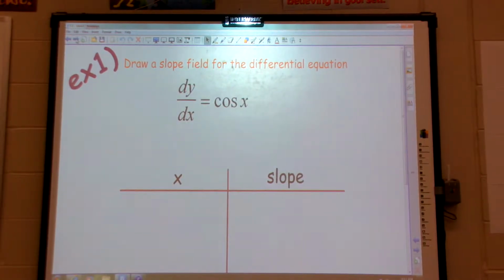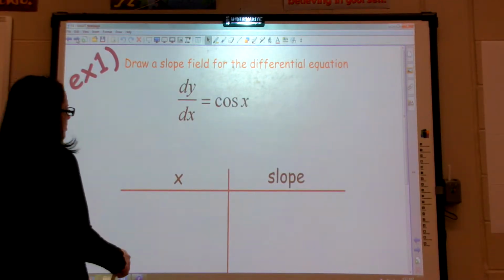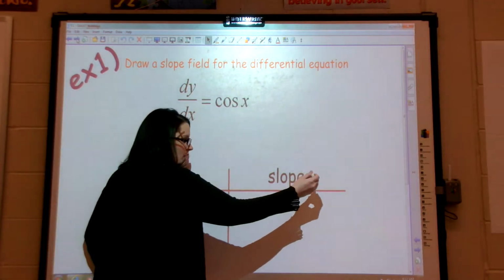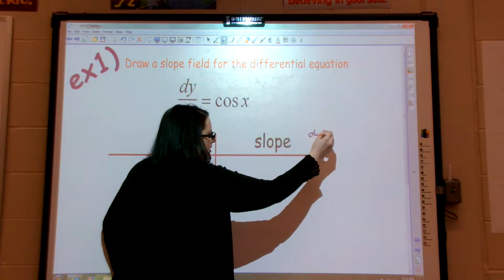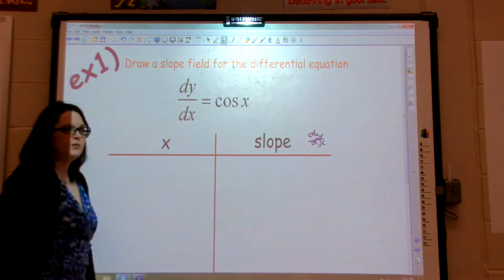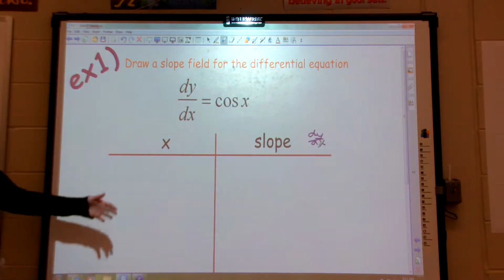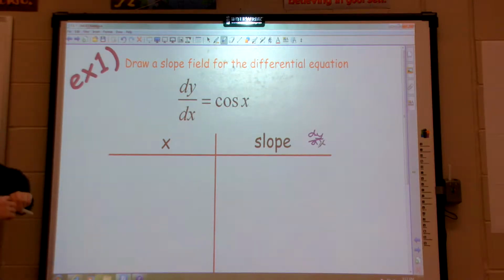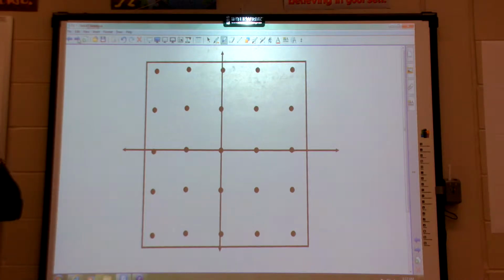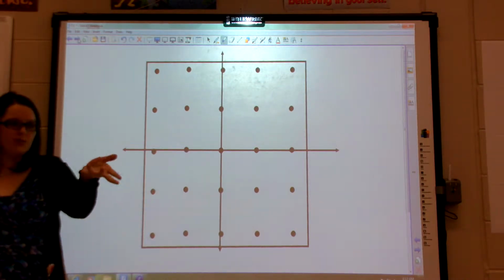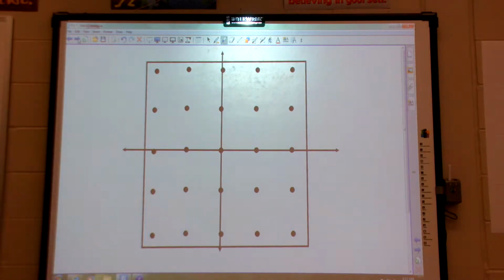Okay. So since it depends on x, I need a table of x's and slopes. Slope, by the way, is also your dy dx. If I pick x values, you make slope fields on dot paper. My dot paper is a little bigger than yours, but usually they're about your size. I know the book has that size. Slope fields take a long time, but this one won't, because it only depends on x.